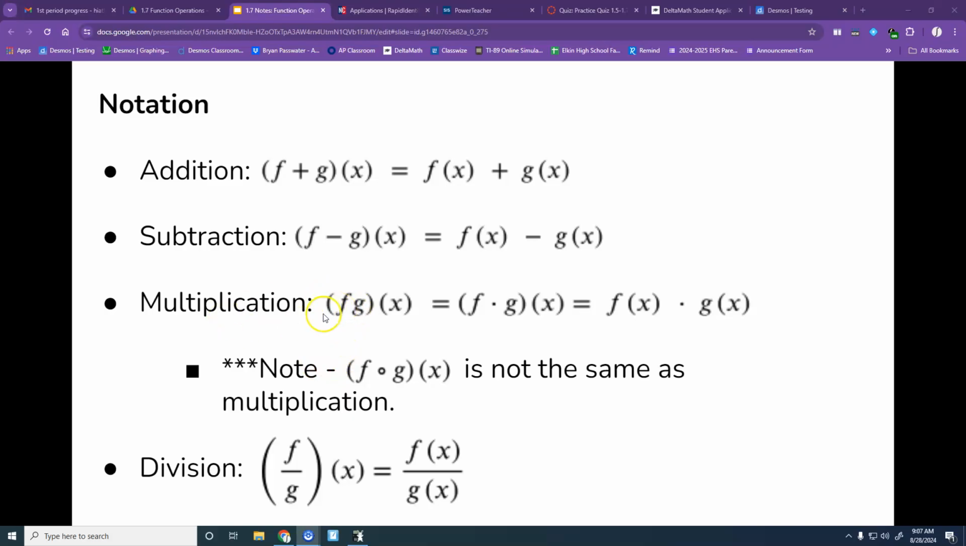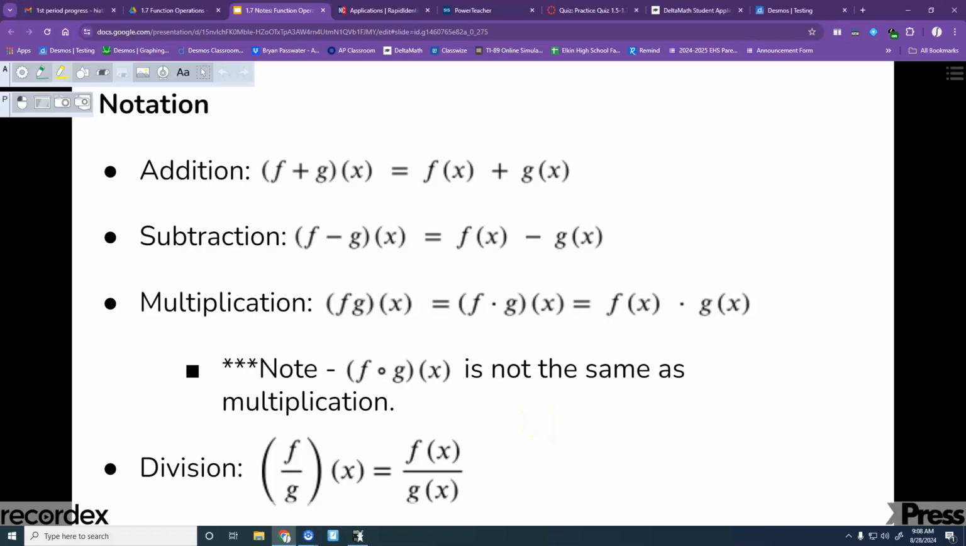You might see multiplication written like this. It might just have the F and G next to each other, or it might have the dot in between, but what it really means is you're doing F of X times G of X. Make a note right here maybe, or put a star next to this. This is important. If you see this little open circle right here, not the closed circle, the closed circle just means to multiply.